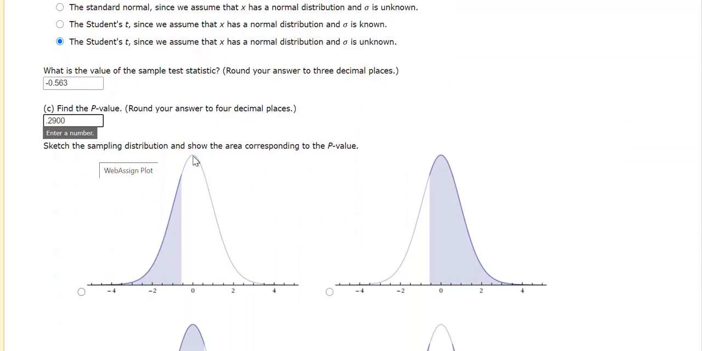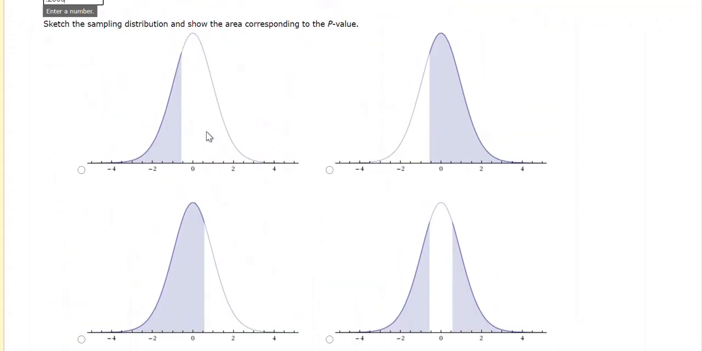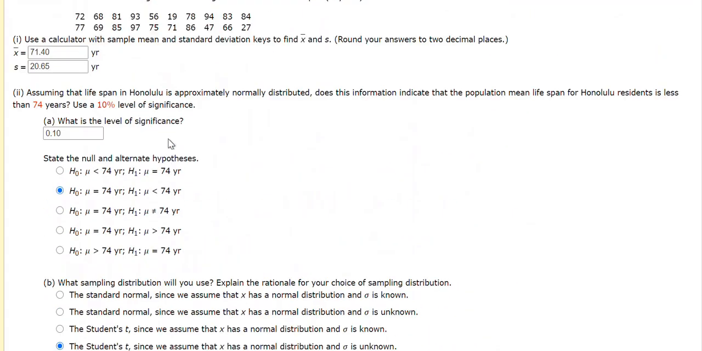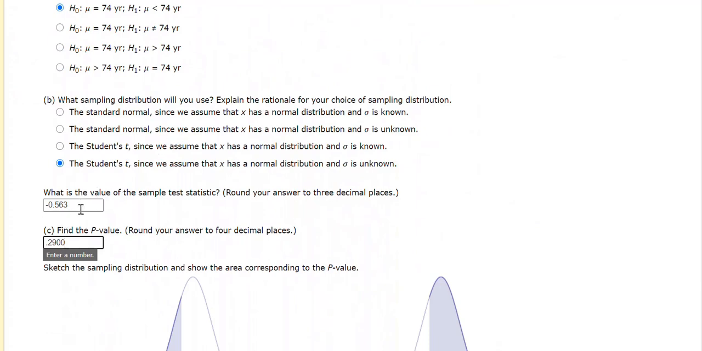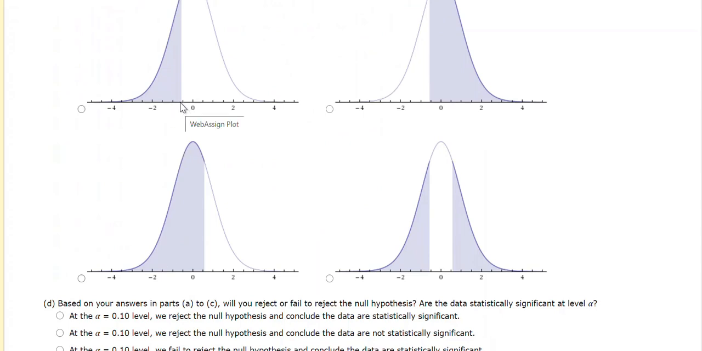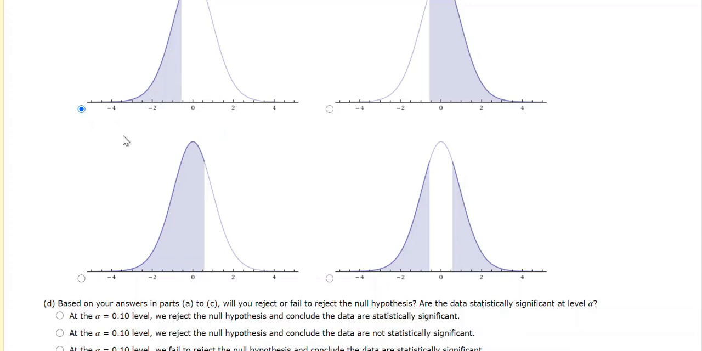Then I want to sketch the graph. So remember, I'm looking for a less than, so a left tail. And so it's either going to be this one or this one. Those are the 2 left tails. And my sample test statistic was this negative 0.563. So that has to be this one, right? That has to be the one where the area is to the left of negative 0.5. So that's to the left. It wouldn't be this one because that would be positive. So we want the one that's the negative, so over here to the left.